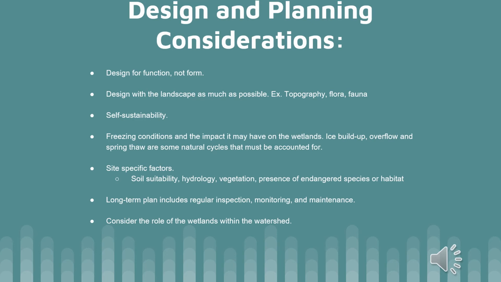There are also site-specific factors which must be taken into consideration. This would include things such as soil suitability, hydrology, vegetation, and presence of endangered species or their critical habitat. Knowing these will help mitigate unintended consequences of wetland installation. Also, make sure your long-term plan includes regular inspection, monitoring, and maintenance. Lastly, consider the role of the wetlands within the watershed. What potential water quality impacts may it have, and what effects it may have on surrounding land use or local wildlife.